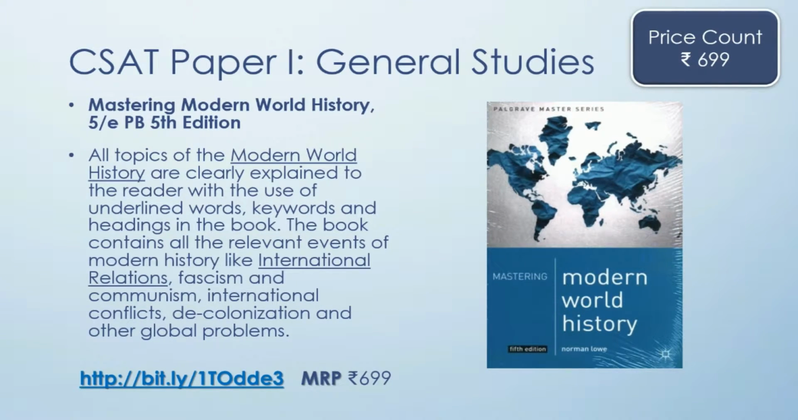In paper 1, General Studies, first we have Modern World History by Norman Lowe. In this book, keywords and headings are underlined. The book contains all the relevant events of modern history, like international relations, fascism and communism, international conflicts, decolonization and other global problems. I would highly recommend this book. If you have much more time, you can go through it once or twice.